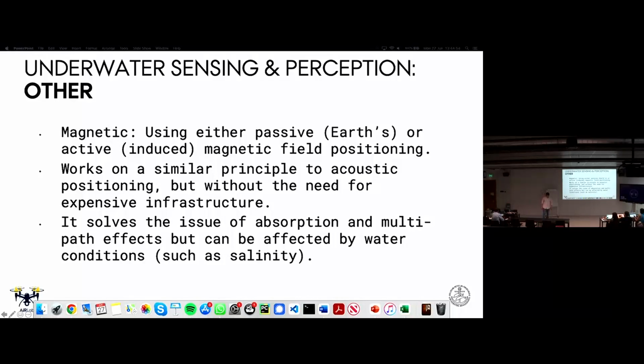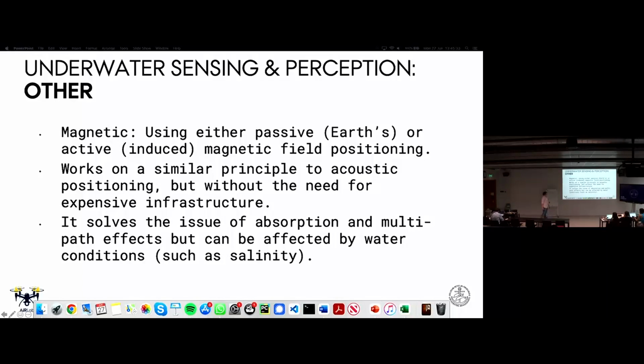Again, magnetic. Maybe I'm just really interested in magnetic sensing, but I did find something using passive and active magnetic field positioning. So either the sensors themselves are sensing the induced magnetic field from the Earth, the passive Earth's magnetic field, and trying to regress that into a model. Or you have an active magnetic field positioning, which is obviously something from a source that we generate ourselves, and this is something that we can account for, sense, and ultimately localize something underneath the water.